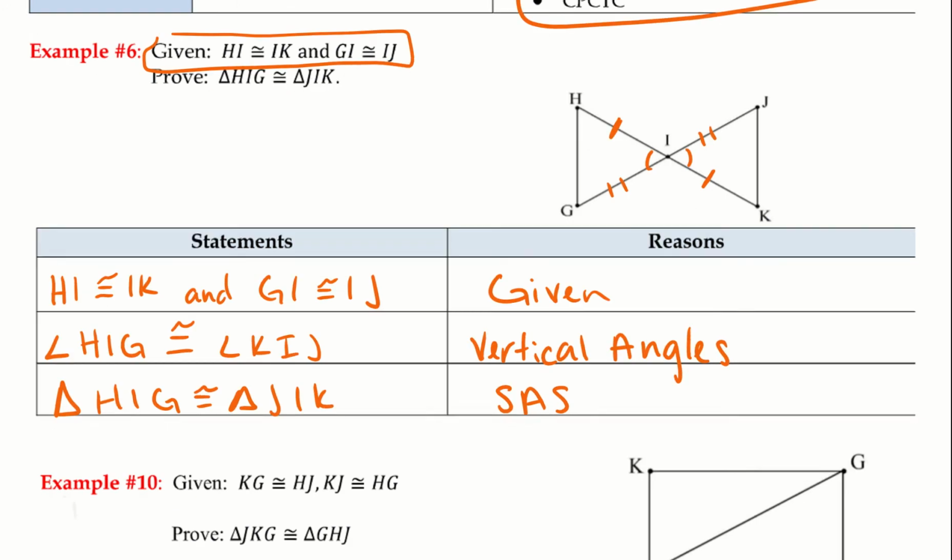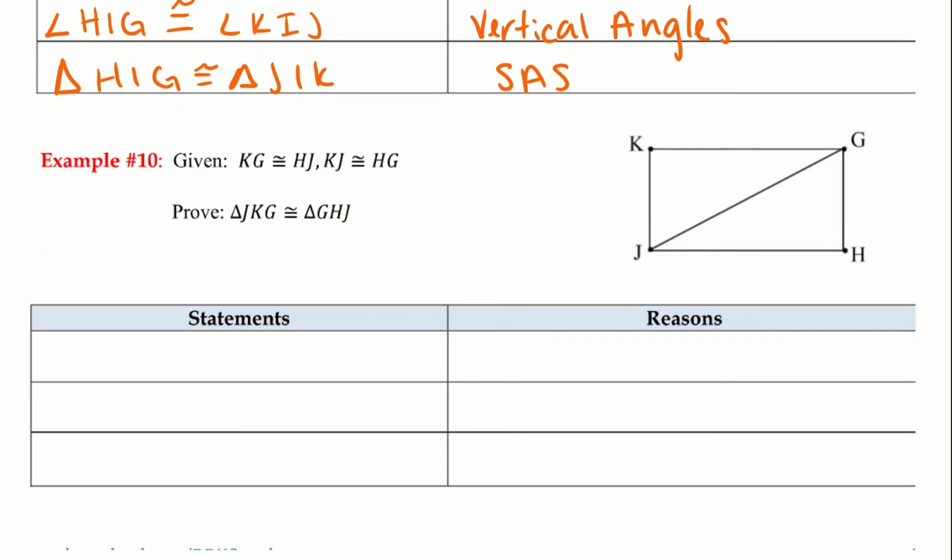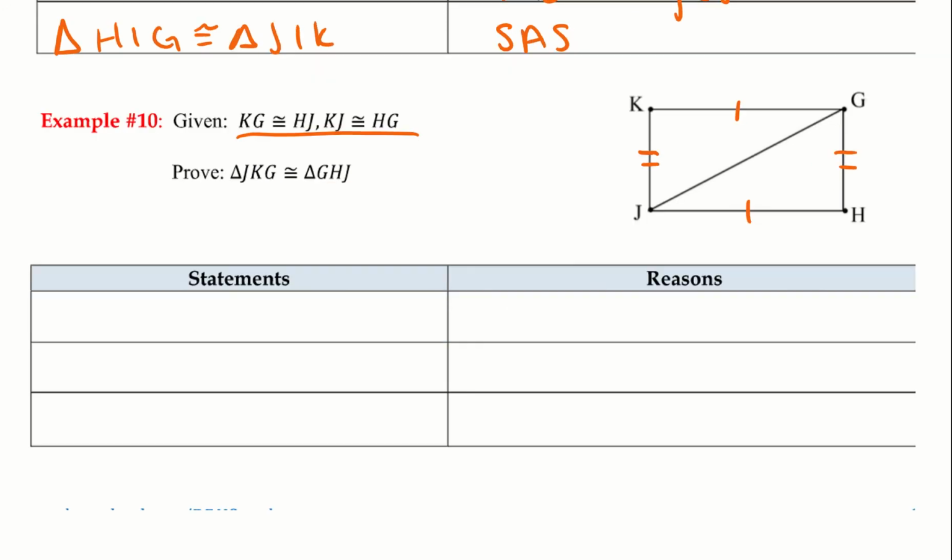All right, let's go ahead and take a look at 10. Once again, I'm going to start with my given information and mark it up. KG and HJ, and then KJ, which is over here, and HG are congruent. So let's put that in here. KG is congruent to HJ, and KJ is congruent to HG, and that is because it is given to me.